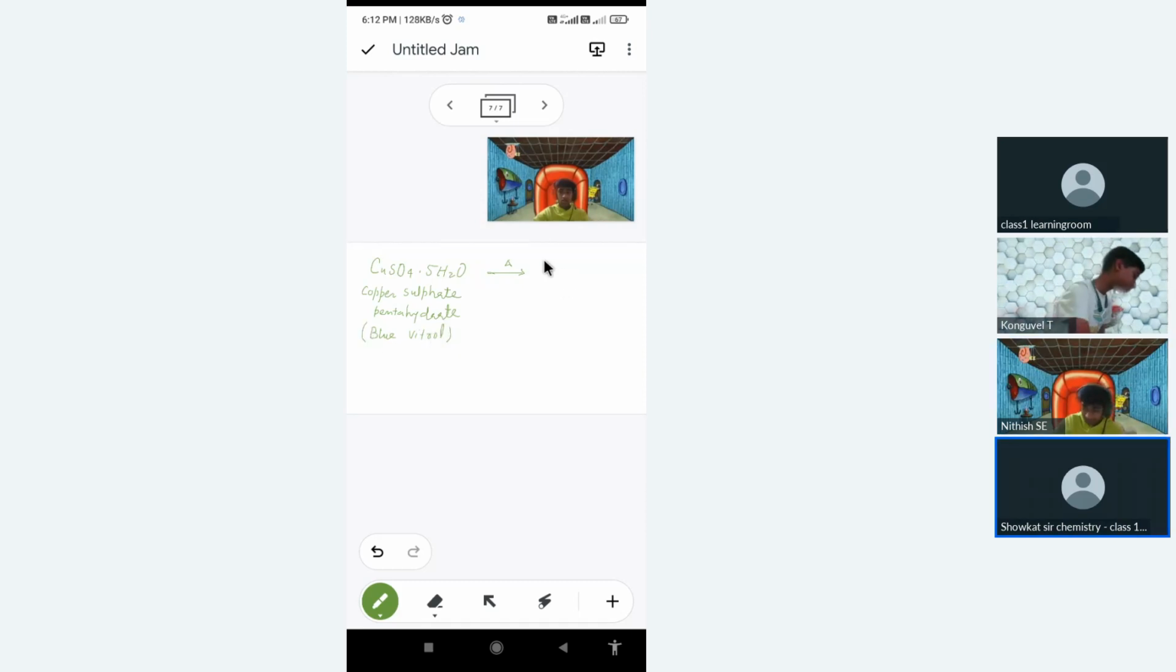So when it's heated, what will you get? You will get the anhydrous copper sulfate. All these 5 water molecules will just get removed from this. So 5 times H2O is removed, which means it becomes anhydrous. And when it becomes anhydrous, it is not having blue color. The blue color is there when 5 water molecules are attached to this.